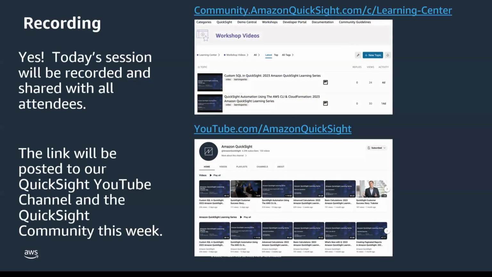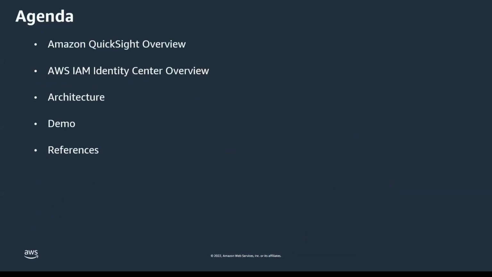Let's take a look at the agenda for the day. We are going to discuss Amazon QuickSight and an overview of AWS Identity Center, the architecture of integrating Identity Center as a single sign-on experience to QuickSight, and how you can map an external identity provider like Okta for identity source. We'll also see a demo showcasing how to set up this QuickSight app integration to Identity Center. For the demo today, we will be using Okta as our external identity provider to perform user and group sync. And at the end of the session, we will share the reference documentation links where you can find more information on the setup.